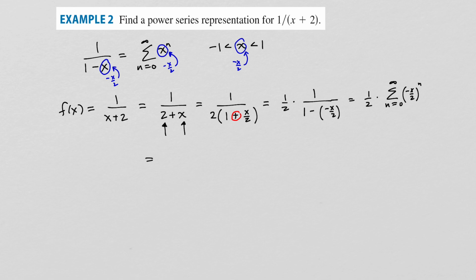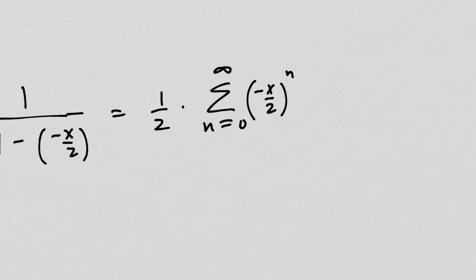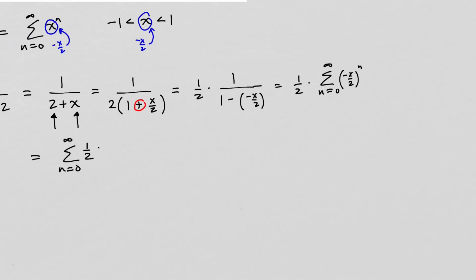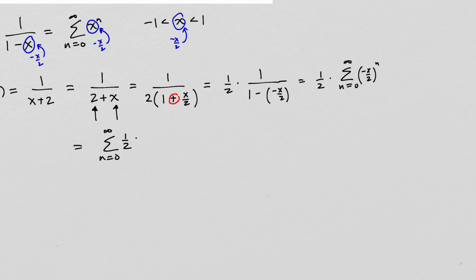And then we're going to go ahead and simplify this. And so we have the summation n equals 0 to infinity. Let me bring the 1/2 inside. And then here, when we have negative x over 2 to the n power, we're going to raise negative 1 to the n power, x to the n power, and also 2 to the n power. And so when we do all that, we will have negative 1 to the n, x to the n, divided by 2 to the n.